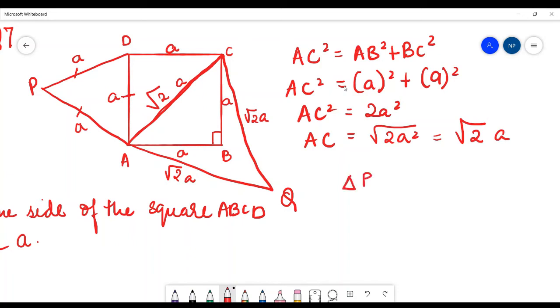Now from here we can say that triangle PAD is similar to triangle QAC. Firstly, we are going to prove that these two triangles are similar. Now, how we will prove this, children? Since it is an equilateral triangle, all the angles will be of 60 degrees.